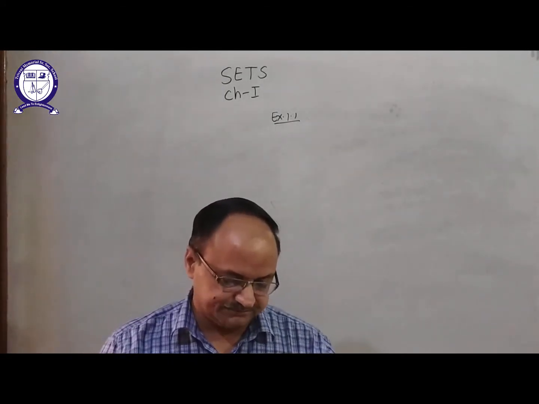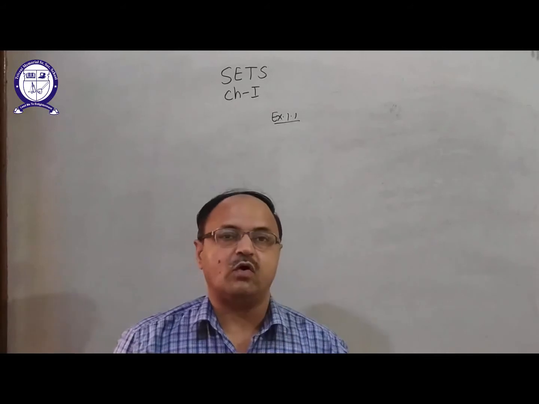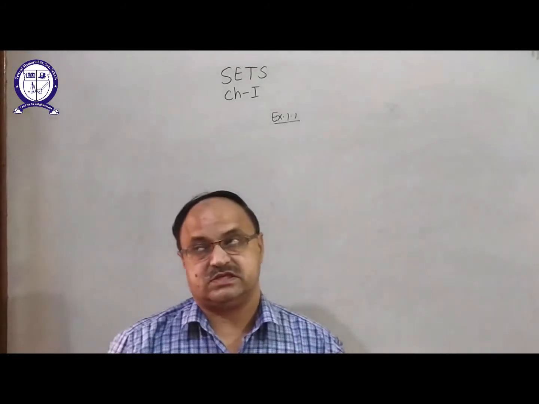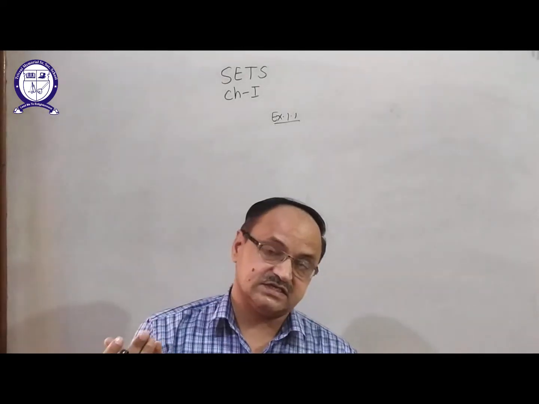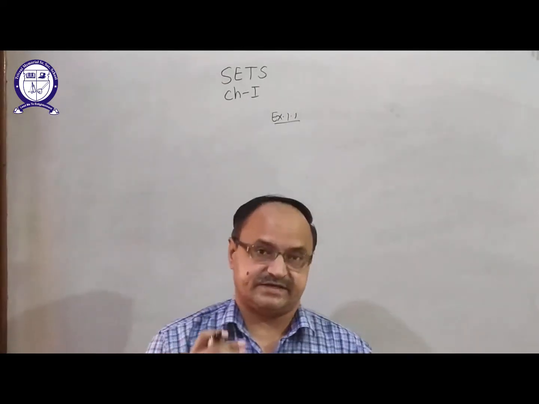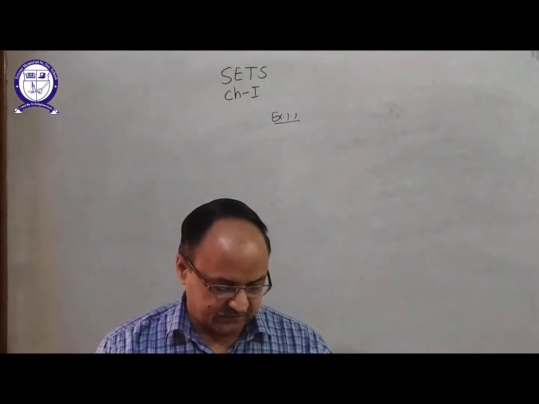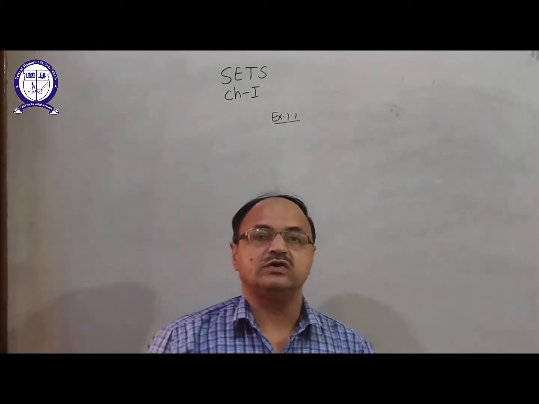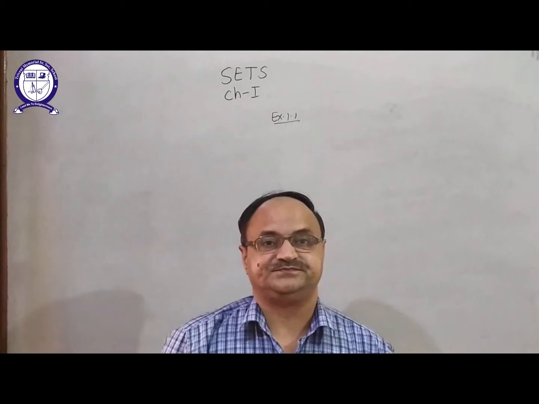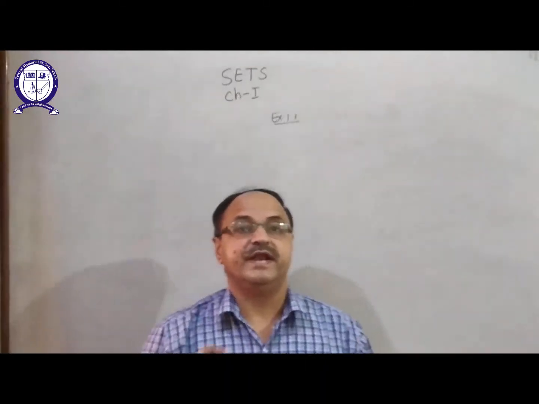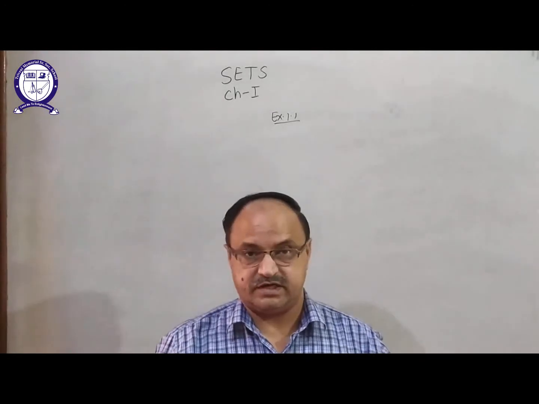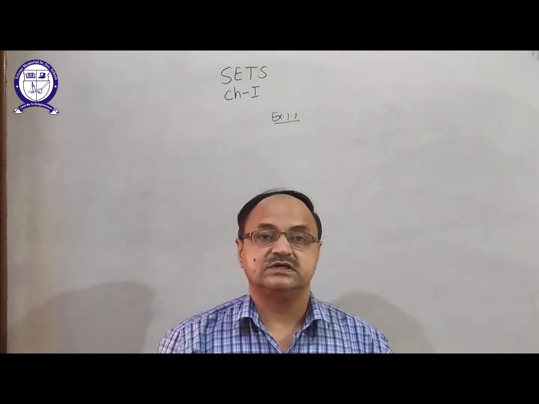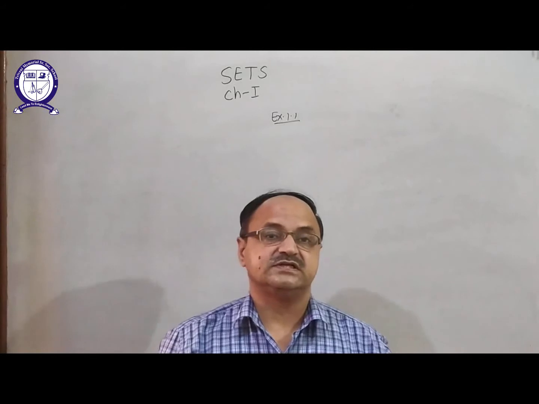And the fourth part, the collection of all the boys in your class. It is well defined. Therefore it is a set. And the fifth part, the collection of all the natural numbers less than 100. You can write them very well. So therefore it is well defined. Therefore this is a set.